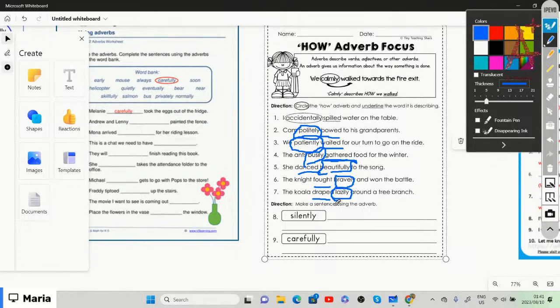So so far these are adverbs that tell us how. On this page we basically only did adverbs that tell us how, right? And we see that an adverb describes verbs, it describes adjectives, or it tells us about another adverb, right? And an adverb gives us information about the way something is done, right? So it's information that tells us how something is done.